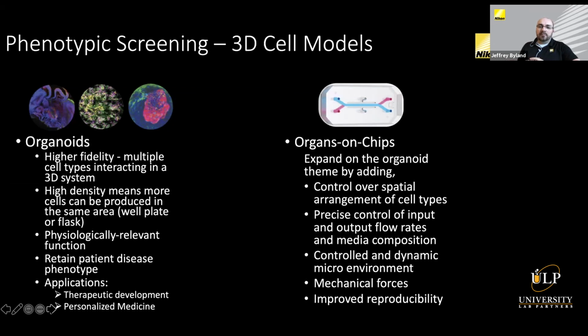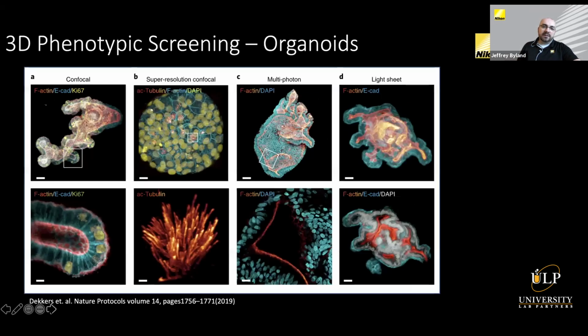And so more recently, models like organoids and organs on chips have been used in order to create a more relevant three-dimensional environment. And imaging is important in these models as well as the two-dimensional models. So if we advance to the next slide, here are some really nice examples of using organoids for screening and the different modalities that are used. Solutions are available from Nikon as well as other vendors.